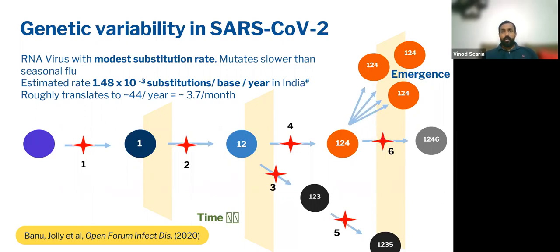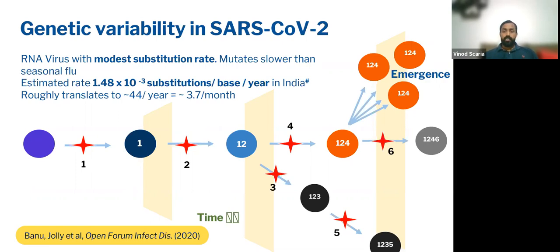Now, why is it important? It is important because as the virus transmits from individual to individual, and as more and more people get infected, it accumulates additional genetic mutations, and as it accumulates them, it leaves behind what we call a fingerprint of the virus. Now, this fingerprint of the virus is what is really important.